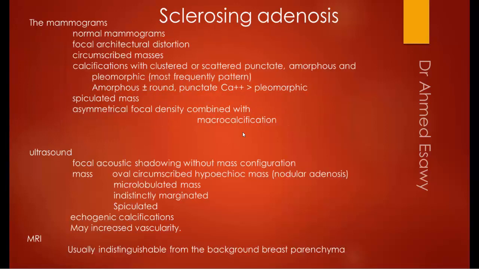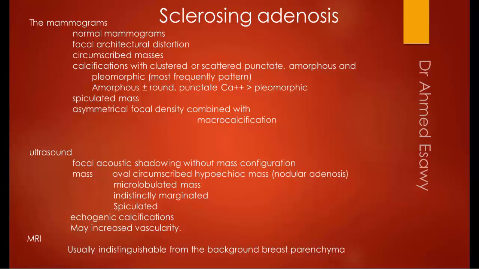Sclerosing adenosis findings in mammography may be seen as normal mammography or focal architectural distortion, circumscribed masses, calcifications with clustered or scattered punctate, amorphous and pleomorphic forms. The most frequent pattern is pleomorphic. Amorphous calcification with or without rounded punctate calcification, commonly pleomorphic. Spiculated mass, asymmetric focal density combined with macrocalcification. So sclerosing adenosis in mammography may be normal, or may show focal distortion, calcification, asymmetric density, or mass, spiculated mass, which must be differentiated from carcinoma by biopsy.